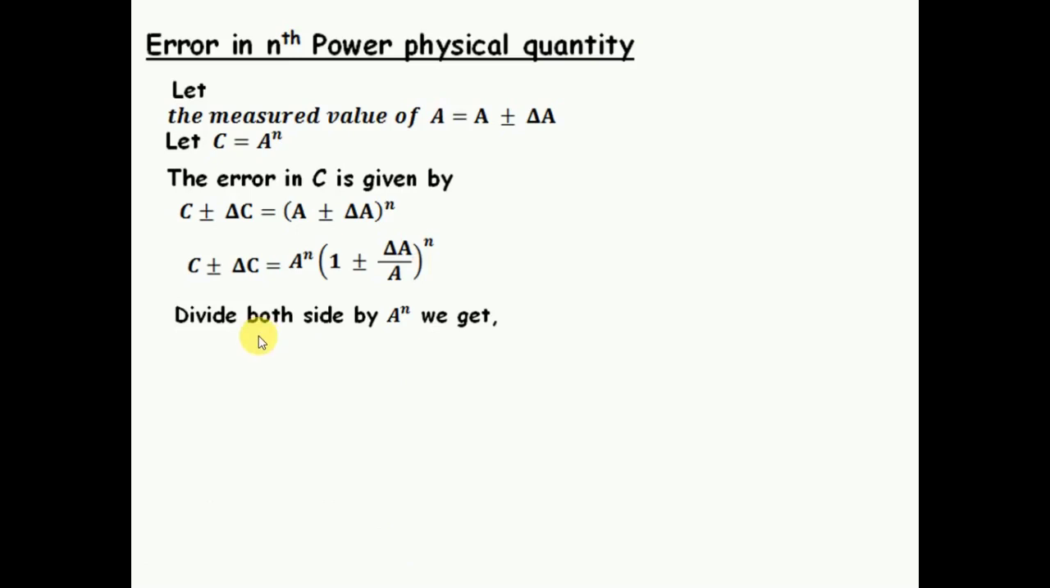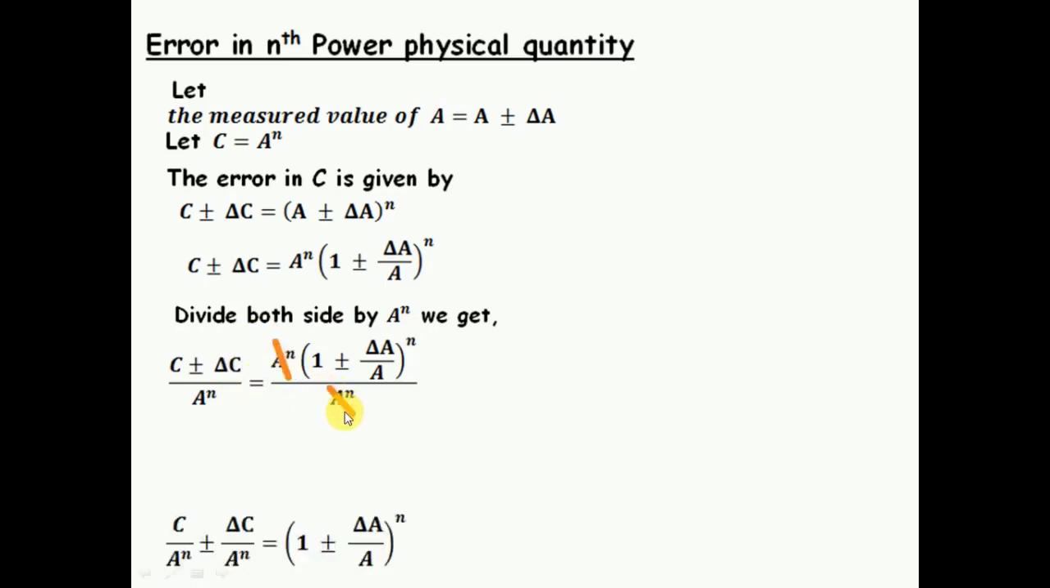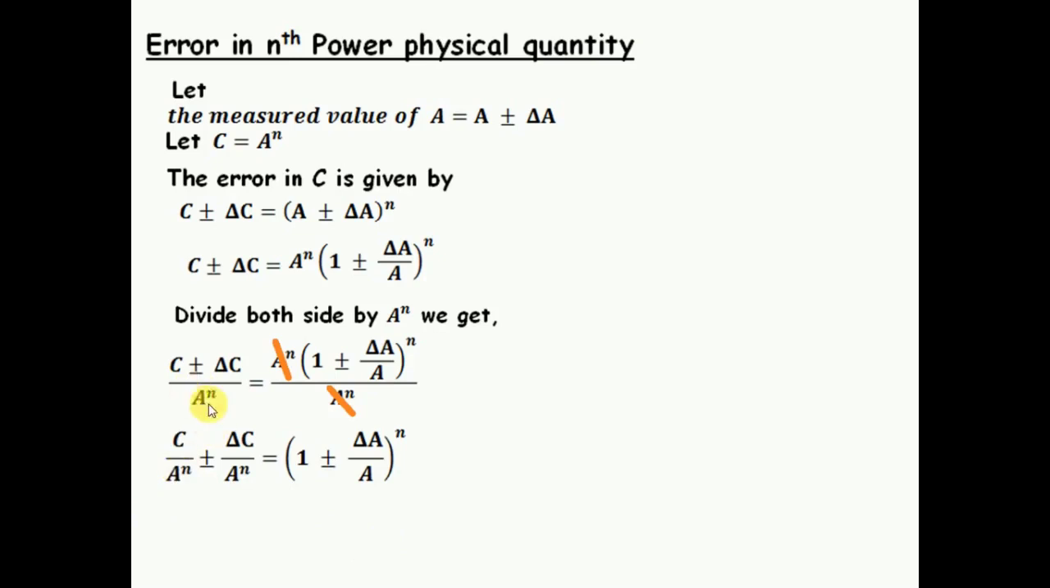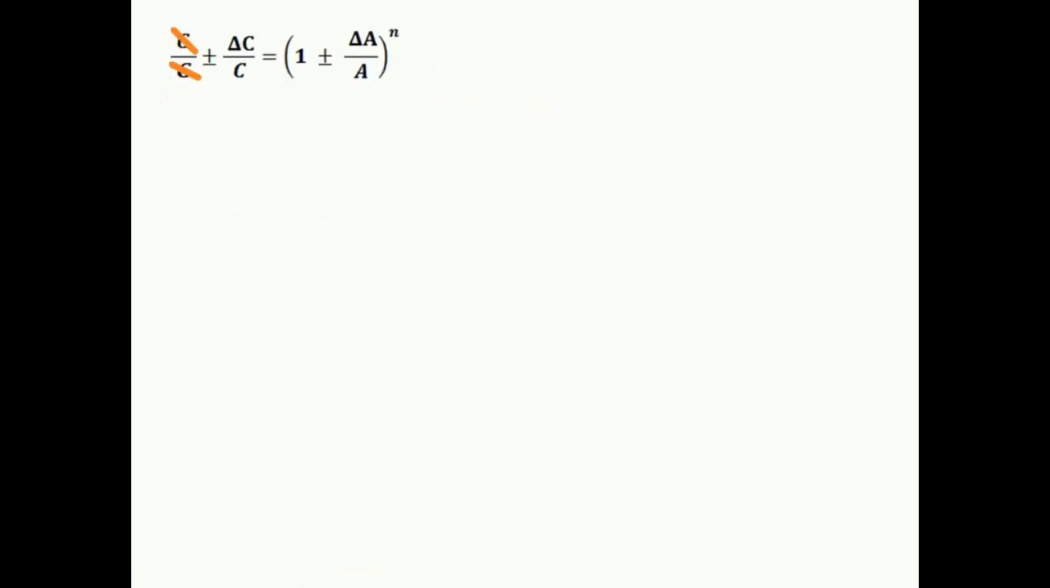Now I'll divide both sides by A to the power n. So A to the power n gets cancelled. Now I'll separate this A to the power n out here, and A to the power n is C, so I can put the value out here also. A to the power n is C, so C gets cancelled.